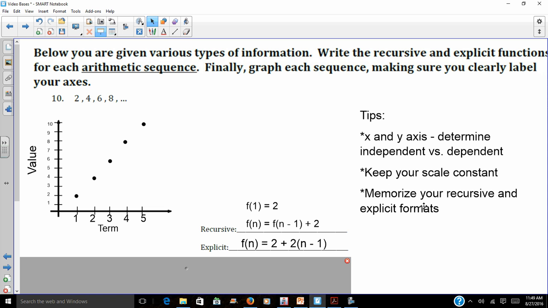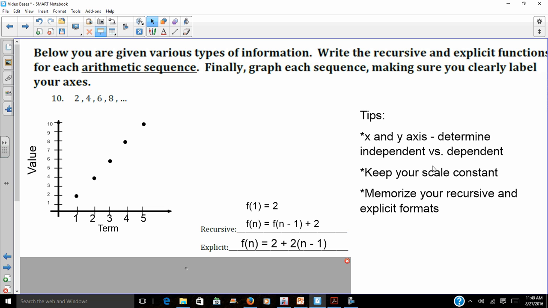Again, it is very important because there is the conceptual understanding of where this function comes from, but having your recursive and explicit formats memorized makes putting these functions together based on an actual sequence so much easier. And if we would want the 100th term, we could just take 100 and plug it in for n, and we could very easily calculate the value of our 100th term.